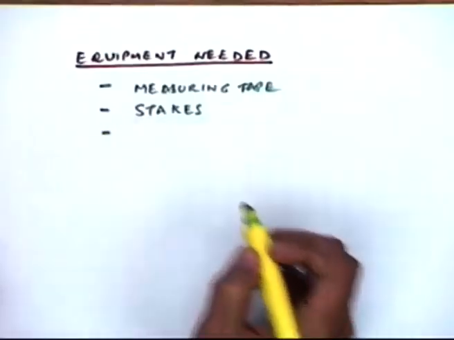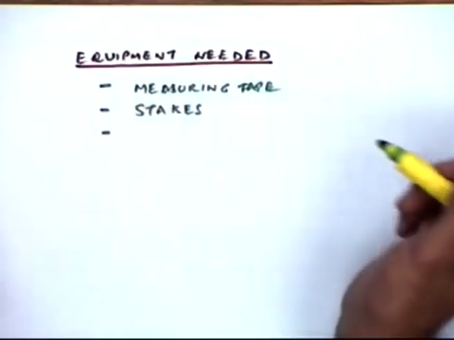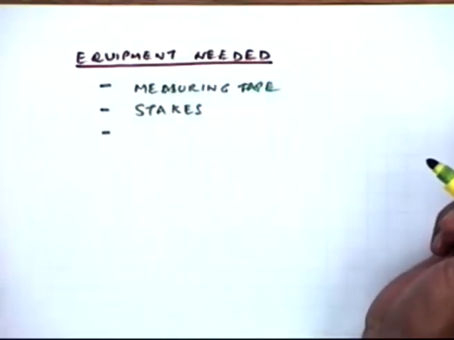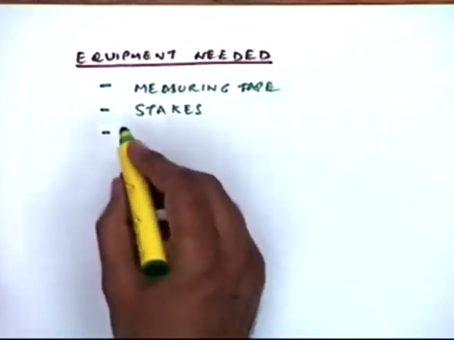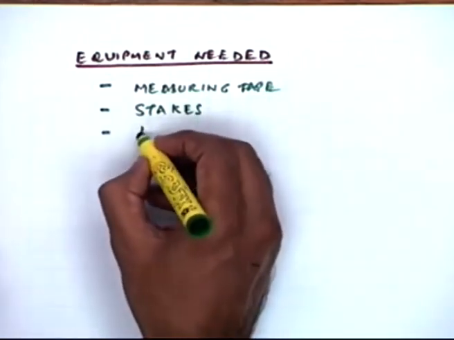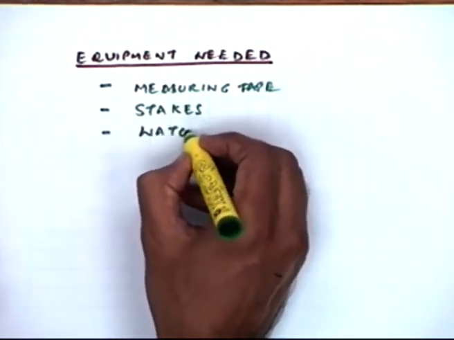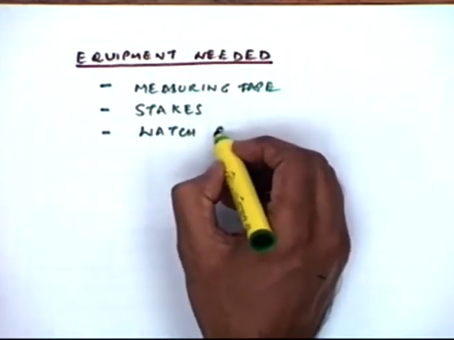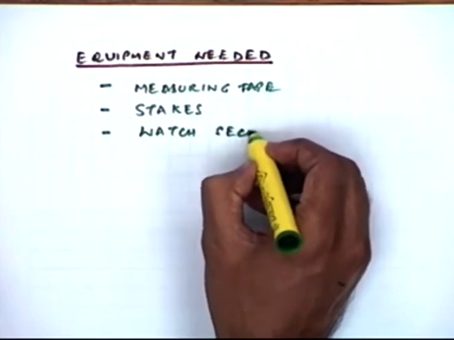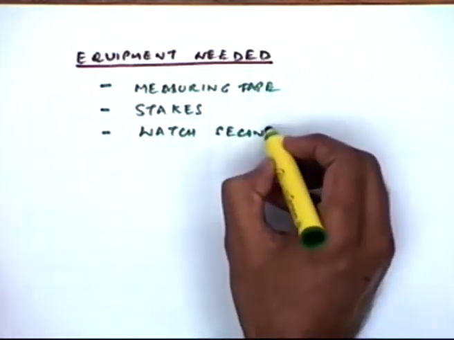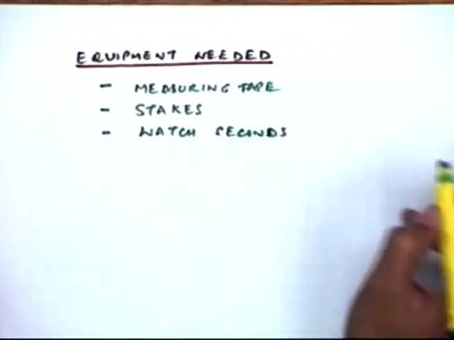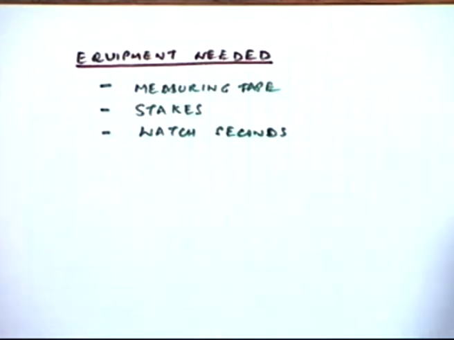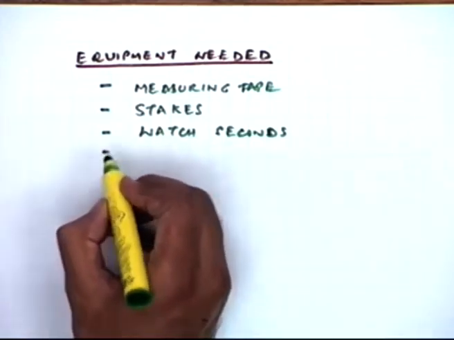Then you have to have some mechanism by which you can keep track of the time, the elapsed time, and for that some watch is required which has the availability of seconds. The seconds hand should be available, either as a stopwatch or an ordinary watch which has the seconds facility.